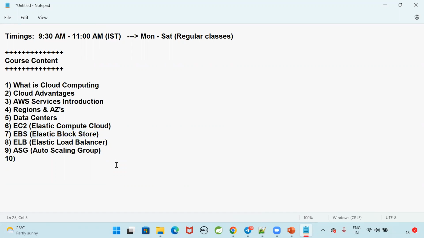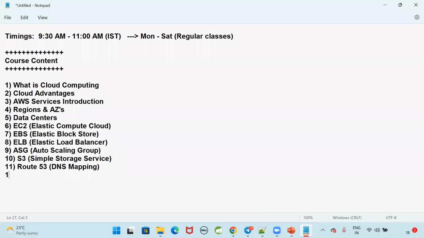After that, we are going to talk about S3. S3 stands for Simple Storage Service, which is used to store unlimited data in cloud computing. After S3, we are going to talk about Route 53. Route 53 is a domain name service, DNS mapping. We will understand how to map our application URL to the domain name by using the Route 53 service in the AWS cloud.